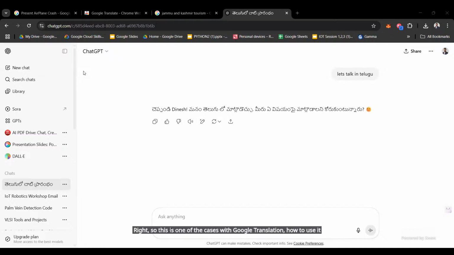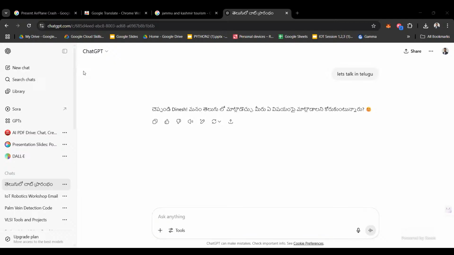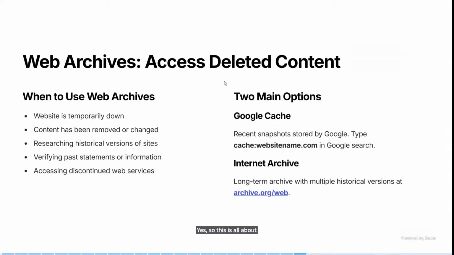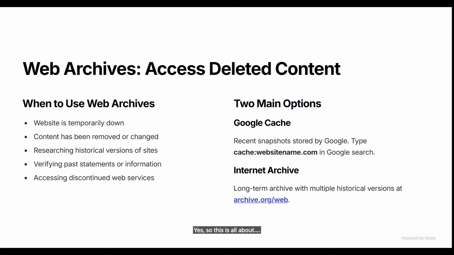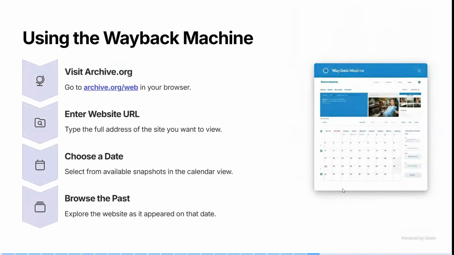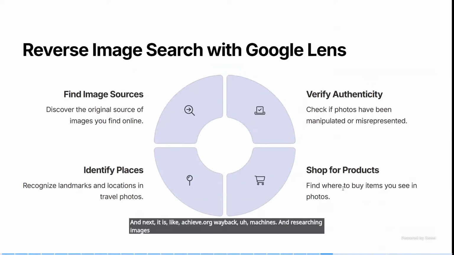And coming up next, yes, so this is all about, and next it is archive.org, Wayback Machine, and researching images with Google Lens.